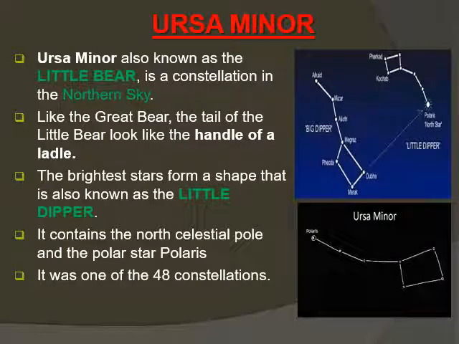Ursa Minor. Ursa Minor is also known as Little Bear. It is a constellation in the northern sky. Like the Great Bear, the tail of Little Bear looks like the handle of a ladle. The brightest stars form a shape that is known as the Little Dipper. It contains the northern celestial pole and the pole star Polaris. It is one of the 48 constellations.